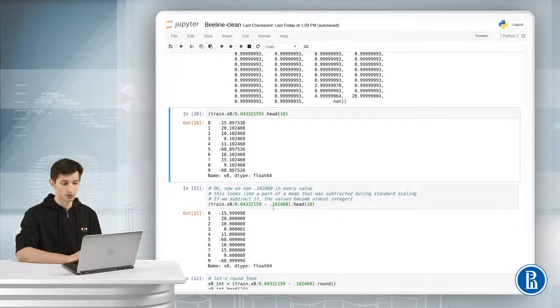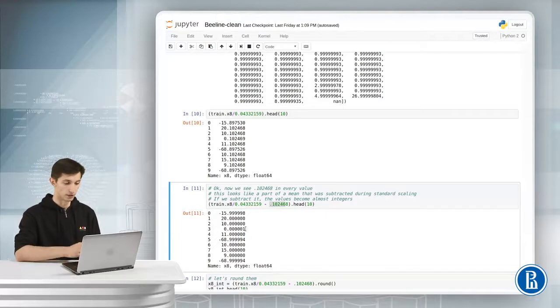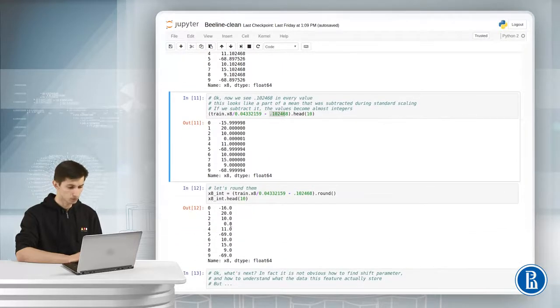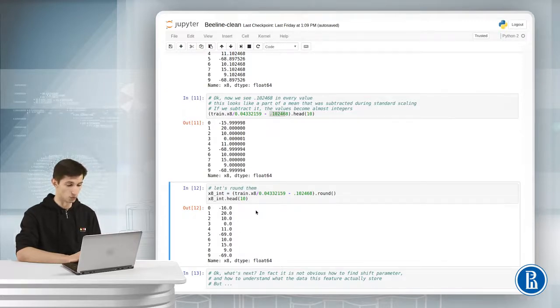And in fact, if we subtract it, the data looks like integers actually, like it was integer data, but again, because of numeric errors, we see some weird numbers in here. So let's round the numbers, and that is what we get. This is actually on the first 10 rows, not the whole feature.